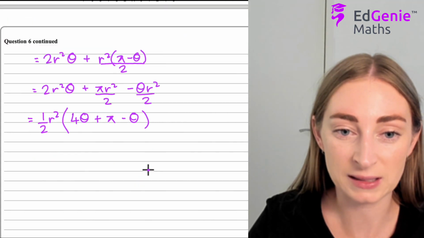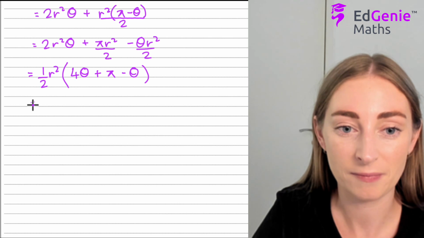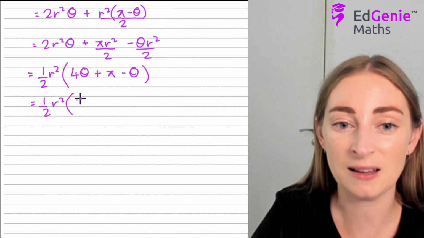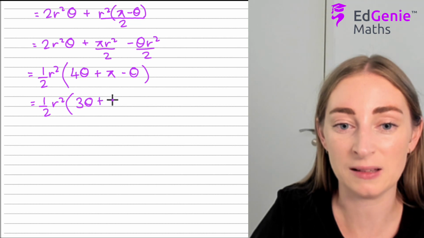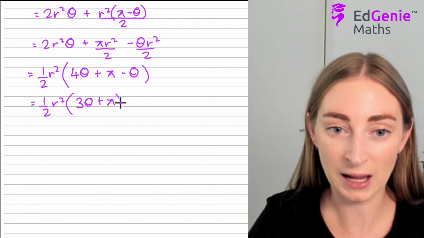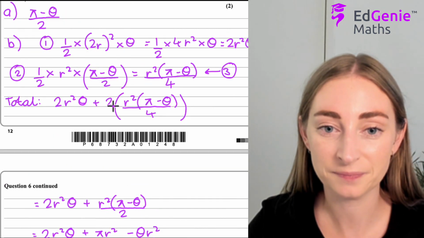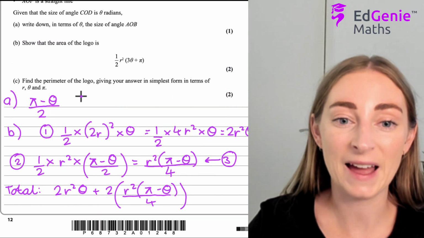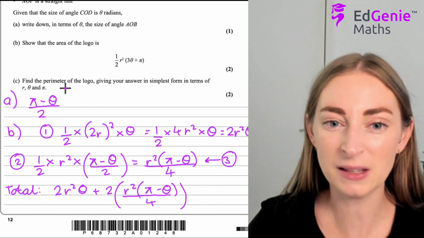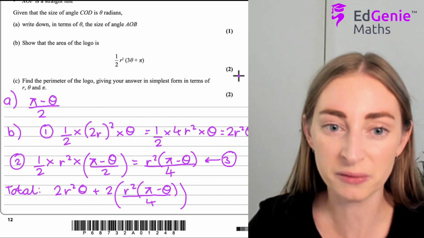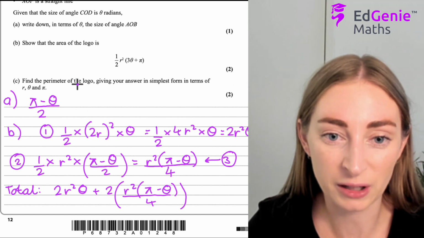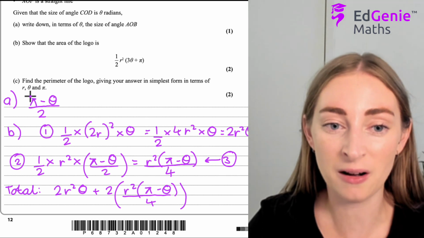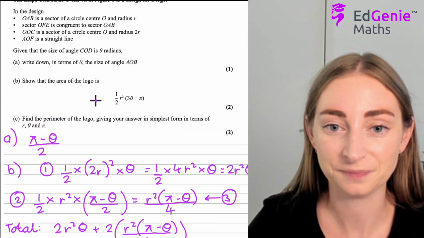So let's simplify that again. 4 theta minus theta is 3 theta plus pi. Let's check that this is the answer. Yeah, it is. So we know we've got that. Now find the perimeter. That was only 2 marks. I feel like we did a lot of work for that. Find the perimeter of the logo, giving your answer in its simplest form in terms of r, theta, and pi.